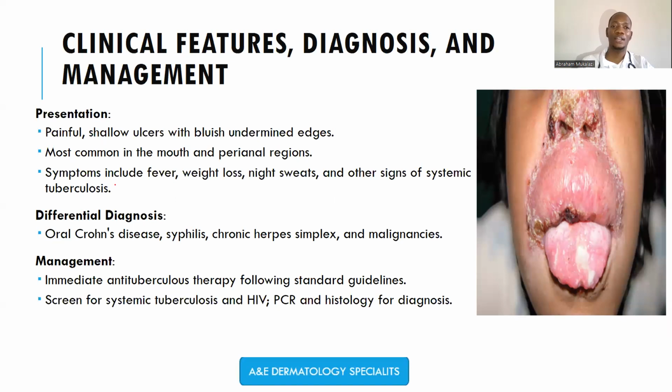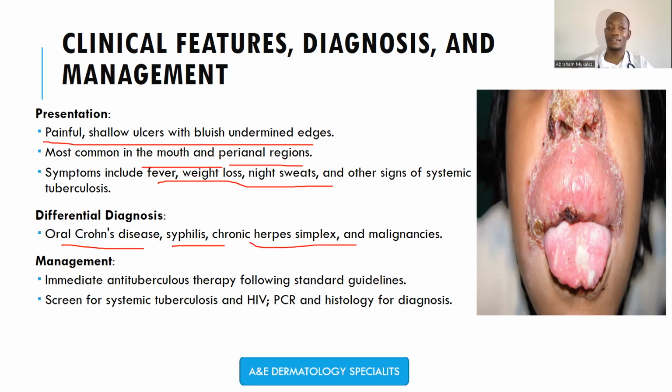So the clinical picture, in this case, someone presents with painful shallow ulcers, which can have a bluish undermined edge, and are most commonly seen in the mouth and the anal areas. Someone can have the symptoms of fever, weight loss, night sweats, as well as other systemic symptoms seen in tuberculosis.